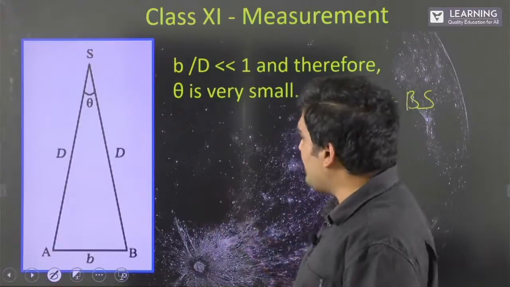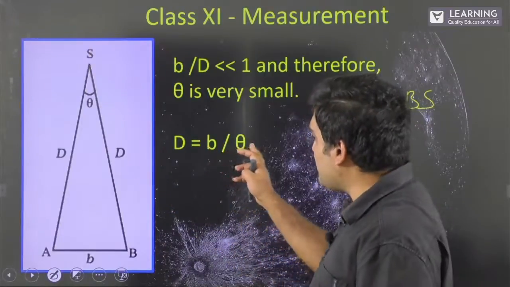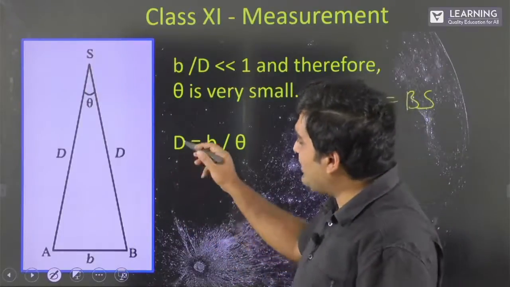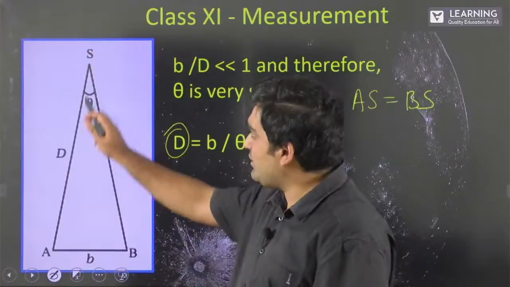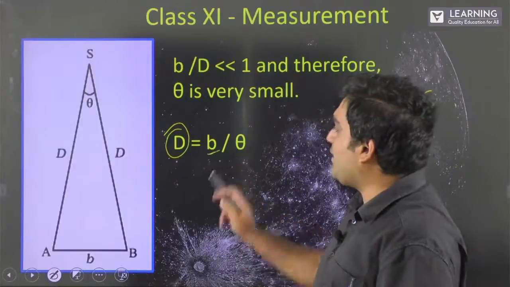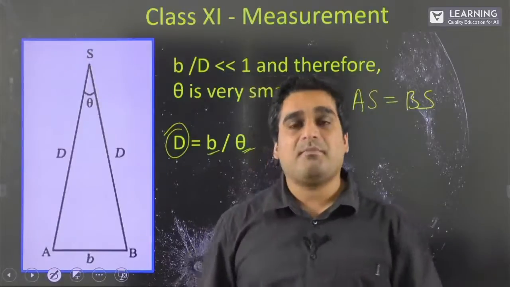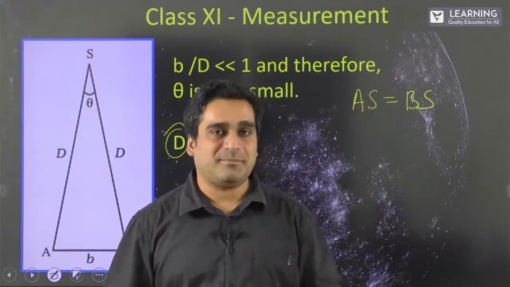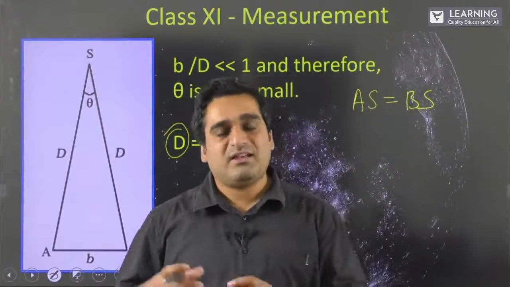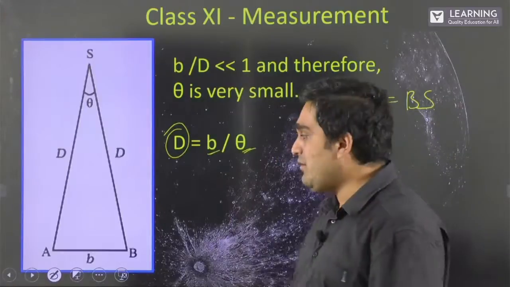Since the angle subtended is very small, we can set this relation where D is equal to B by theta. And this is how you can identify the distance from Earth to the closest star, which is Proxima Centauri. B is the orbital diameter of the Earth. Theta is the angle subtended, which can be calculated by the parallax method. So this is how you can theoretically model the large scale distances between Earth and a star.